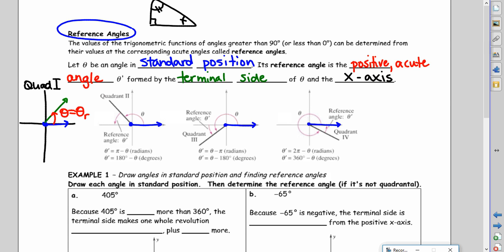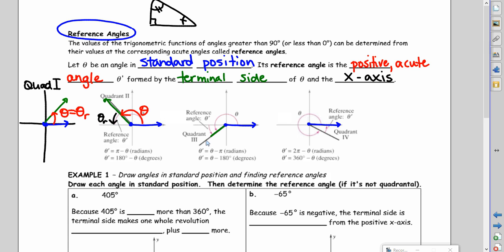So for each of the other quadrants, quadrant 2, 3, and 4, I was in standard position, so I put all the initial sides on the positive x-axis. Now it's going to depend where my terminal side ends. If my terminal side lands over here in quadrant 2, then this angle right here was my original angle theta. My reference angle is going to be formed between the terminal side and the x-axis. So this little piece that's missing to get to 180, that is my reference angle. Okay, so now it's an acute angle.